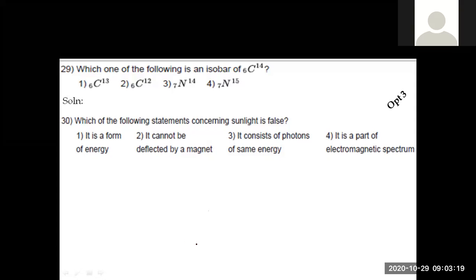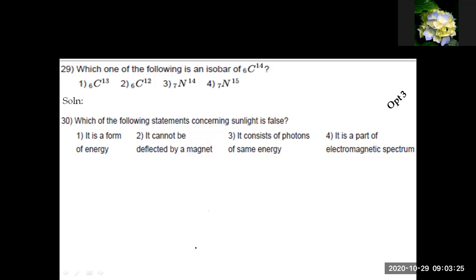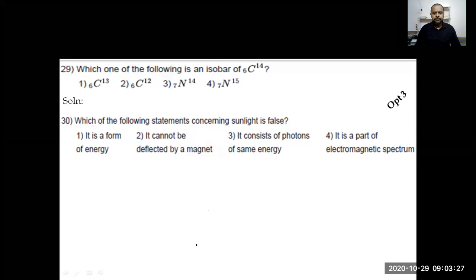Second one. Sir, I think it cannot be deflected by a magnet. I think that is correct. Yes, sir, it cannot be deflected by a magnet. It's false, huh? Yes, sir. Option 2 is false. Then remaining are right.